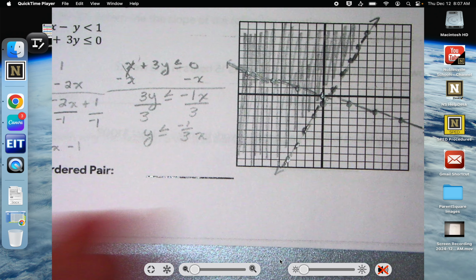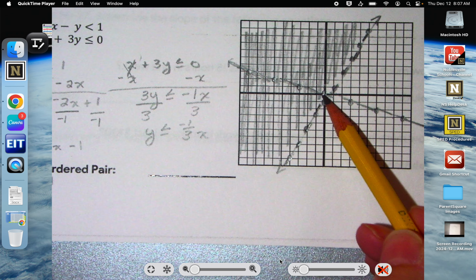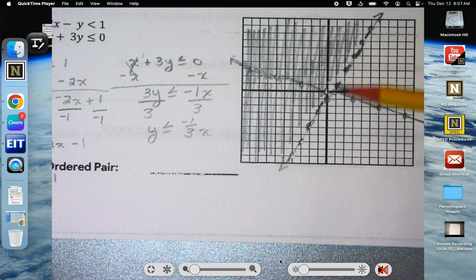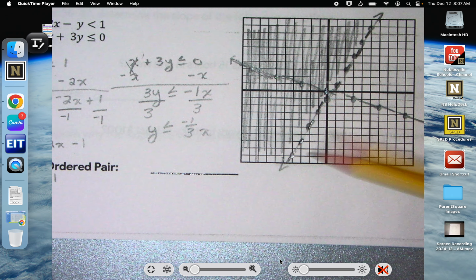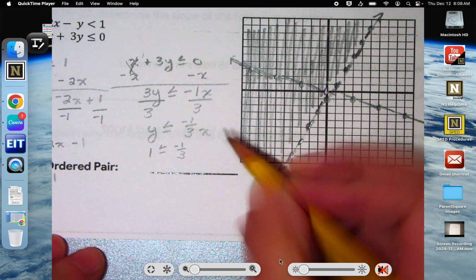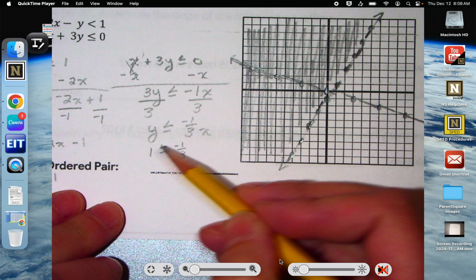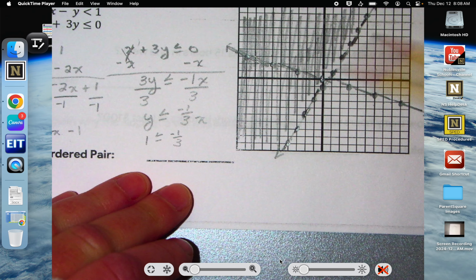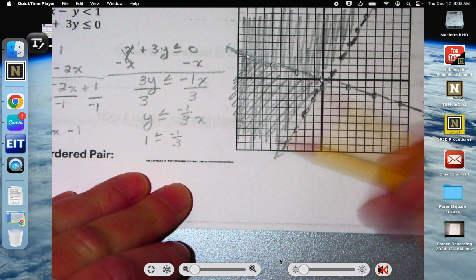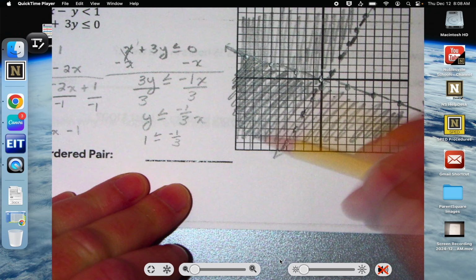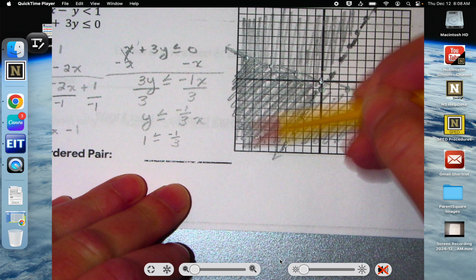Okay, and now I have to figure out where to shade it. Well, I can't use 0, 0 because that actually is right here. So I can use 1, 1, and if it works, I shade towards it. If it doesn't work, I shade away. So is 1 less than or equal to negative 1/3? It's not, right? We know that 1 is greater than negative 1/3. So I'm not going to shade towards that. Instead, I'm going to shade under here. And you can see that this, I'm going to really darken it here, is where it would double shade.